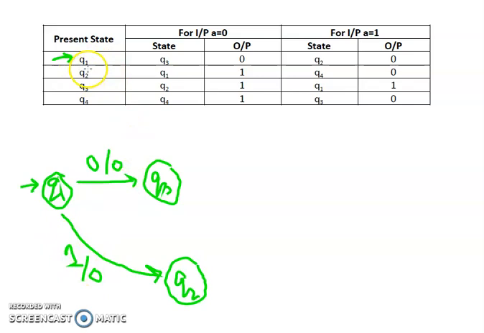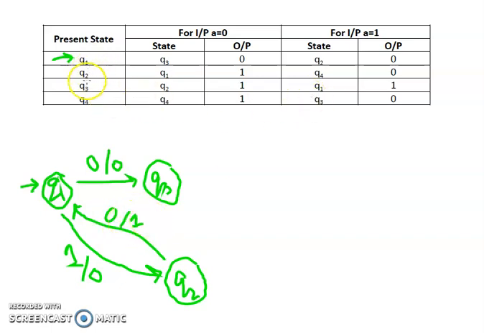Now let's talk about the second state. Our second state is Q2, and reading the input A equal to 0, we move to state Q1. The output generated will be 1, so we will write 0 by 1. That means 0 is our input and 1 is our output, and since the arrow is towards Q1, we are moving from state Q2 to state Q1 reading an input 0, and the output produced is 1.